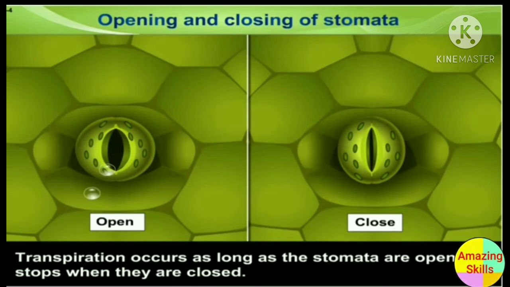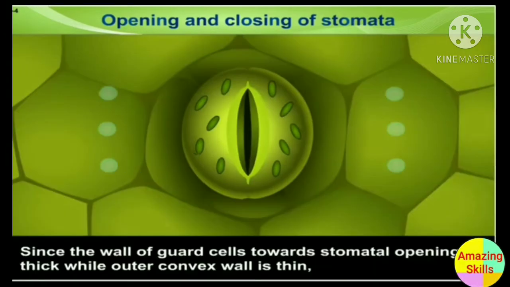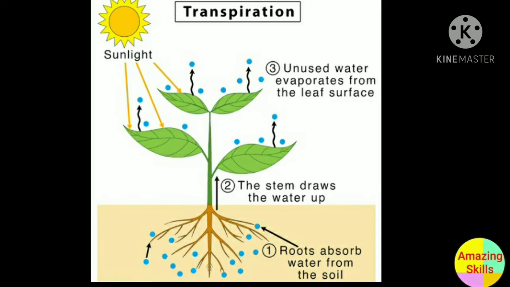Transpiration occurs as long as the stomata are open. Transpiration stops when stomata are closed. Children, you can see how stomata work here. Children, let us know about transpiration. What is transpiration? Plants release excess water in their body through stomata. So that is transpiration.